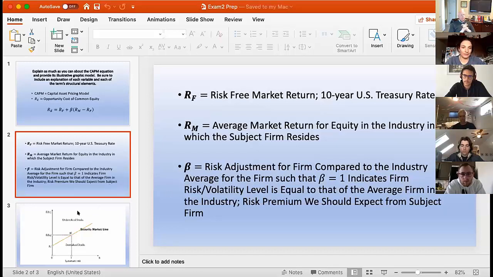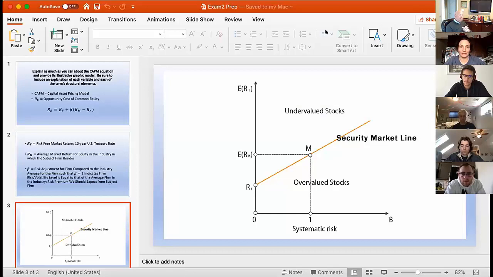And the graphic illustration that shows this is here. We've got the market security line, we've got the risk on the market, the risk-free rate, and then you can see if your company is overvalued, it will be under the market security line, and if it's undervalued, it will be over the market security line. And then here's the beta. And that's it.